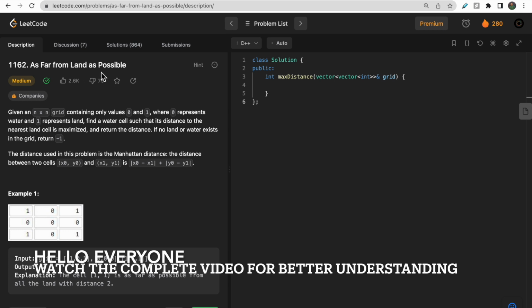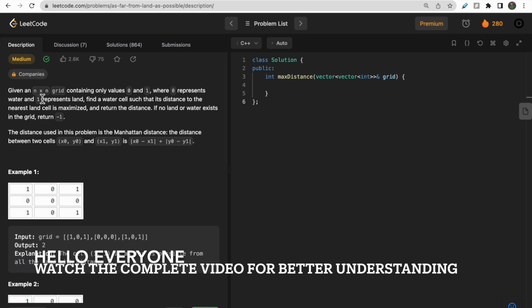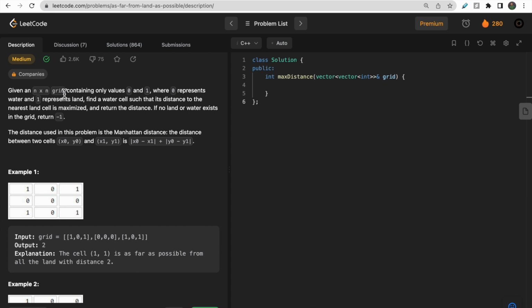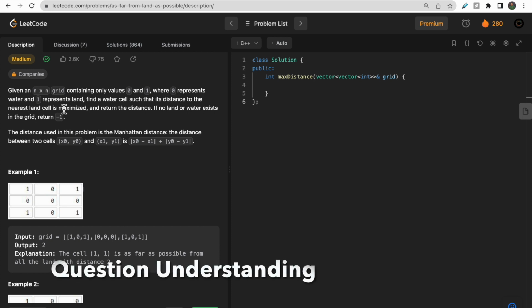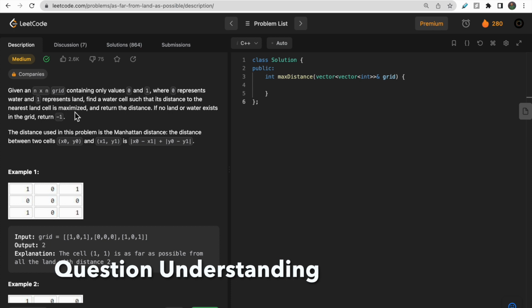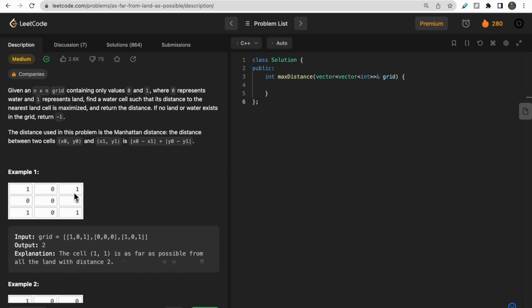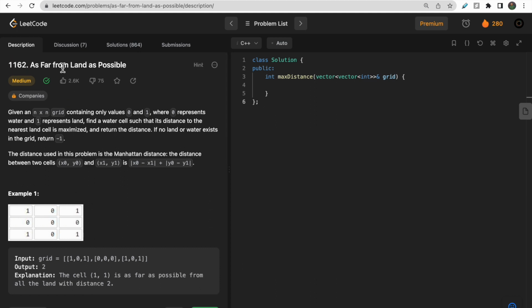In today's video we will discuss LeetCode question 1162, which says as far from land as possible. Here we are given an n cross n grid or matrix that contains 0 and 1, where 0 represents water and 1 represents land. We need to find a water cell whose distance to the nearest land cell is maximized. Means we need to find a water cell whose nearest land cell is as far as possible.